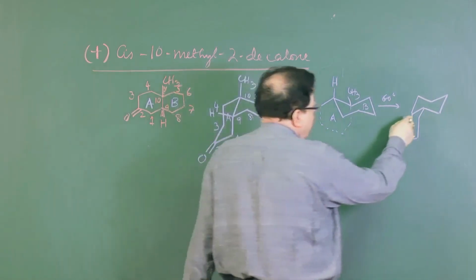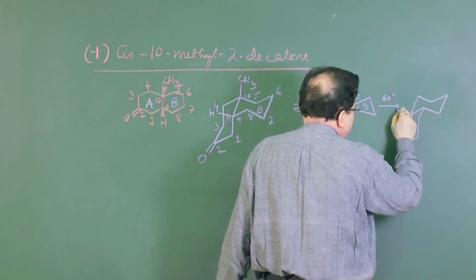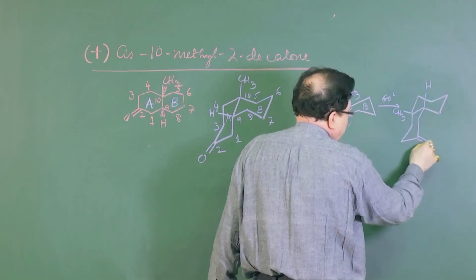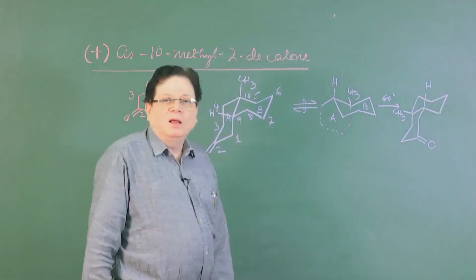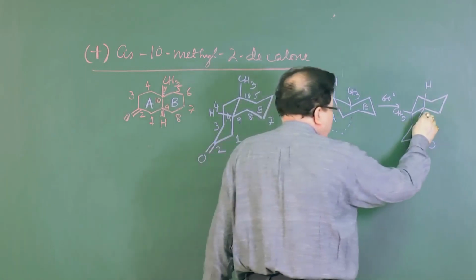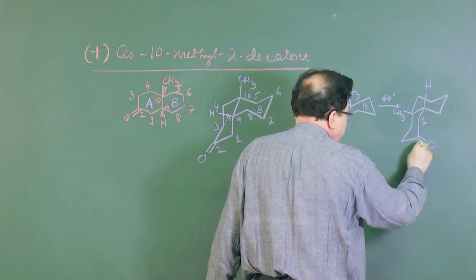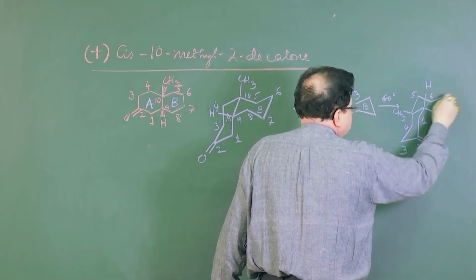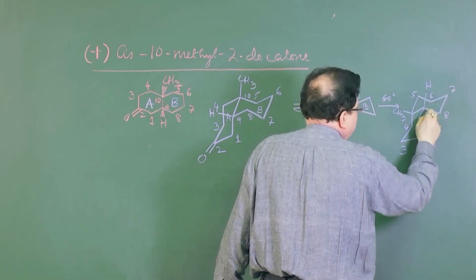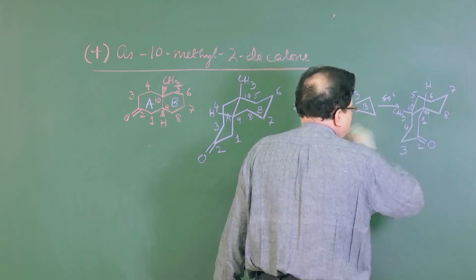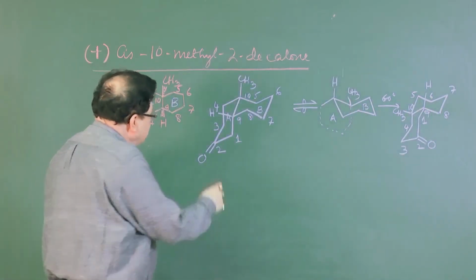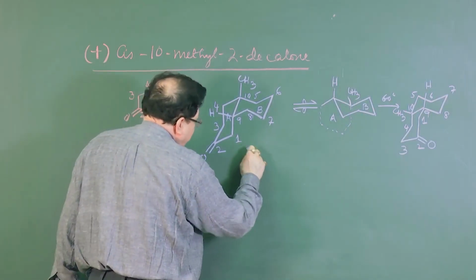Okay. Where is your methyl? The methyl is here, this is the hydrogen. Where is the carbonyl? The carbonyl is at this position. You put the numbering to make it all clarified. So, this is 1, 2, 3, 4, 5, 6, 7, 8, 9 and 10. Okay. So, these are the two conformations. By the way, this is what is called a steroidal conformation.